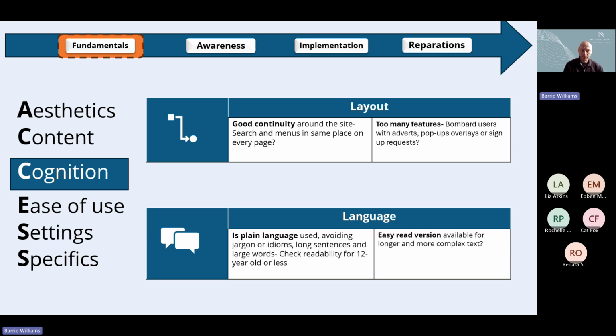Cognition. So the layout, so good continuity around the site. If you go from your home page to another page and then another page on the same website, do they have the same sort of flow? Are the menus at the top the same? Is the search bar appearing in the same area? Is the menu roughly the same in every one of them? This is bringing it down to ease of use and making sure it's in a clear, obvious layout. Don't make things more confusing and messy than they really need to be.